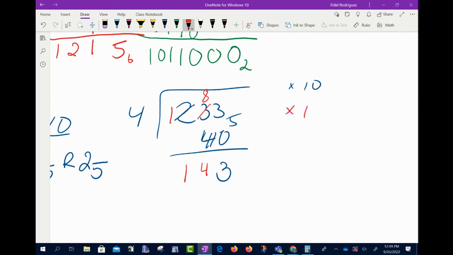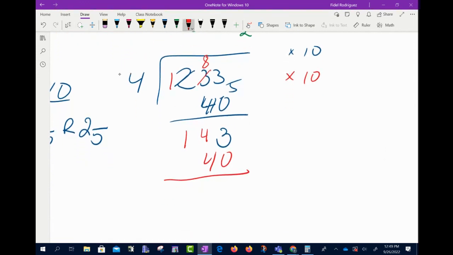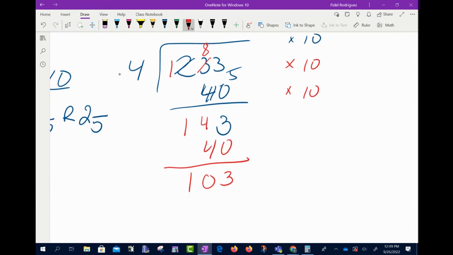I'm going to say, look, let me try multiplying that by 10, okay? So I know 4 times 10 is going to give me 40, okay? So I'm going to subtract again. That's going to give me a 3. That's going to give me a 0. That's going to give me a 1, okay? I'm going to try a 10 again, okay? So look, y'all, when I try a 10 again, that's still going to give me a 40.